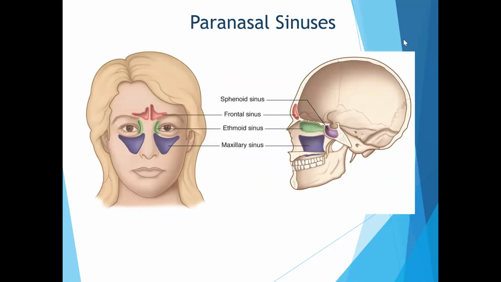All right, the paranasal sinuses. These are not bones, but they are spaces. So they come in groups. There's four different ones: the sphenoid sinus, the frontal sinus, the ethmoid sinus, and the maxillary sinus. So these are named for the bones in which they kind of sit in.